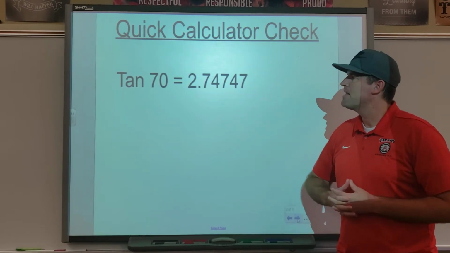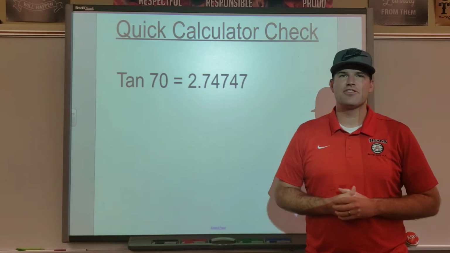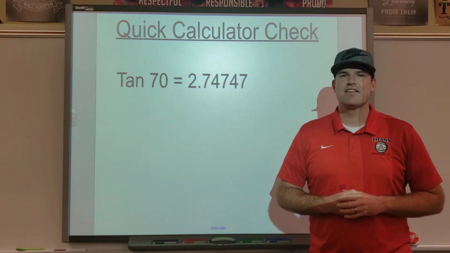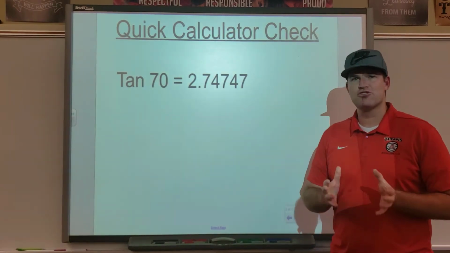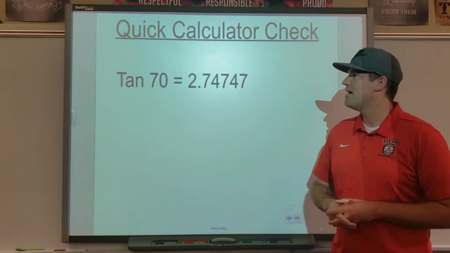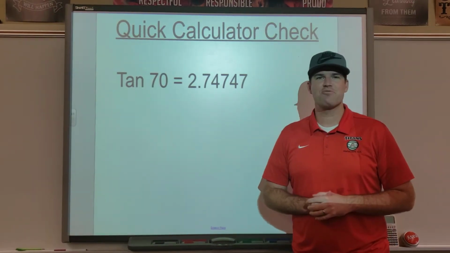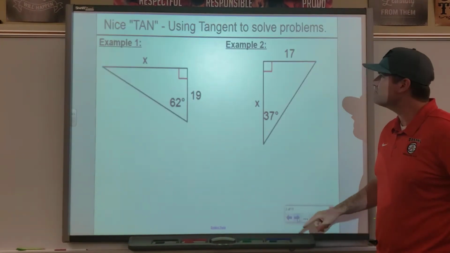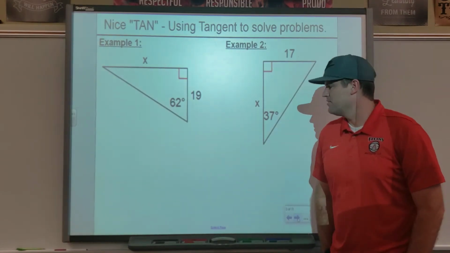2.74747744, something like that. If you're getting something different, it probably means your calculator is in radians, in which case we need to change it to degrees. So hopefully your teacher showed you how to do that in class already. But if you're not sure, email your teacher. But you definitely need to get that switched. All right. Nice tan. Using tangent to solve problems.